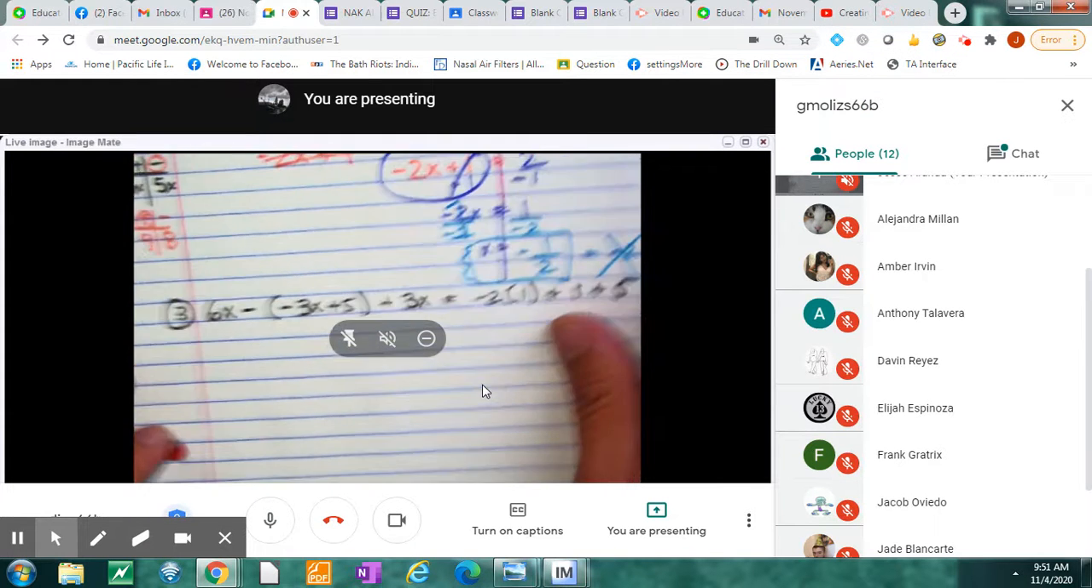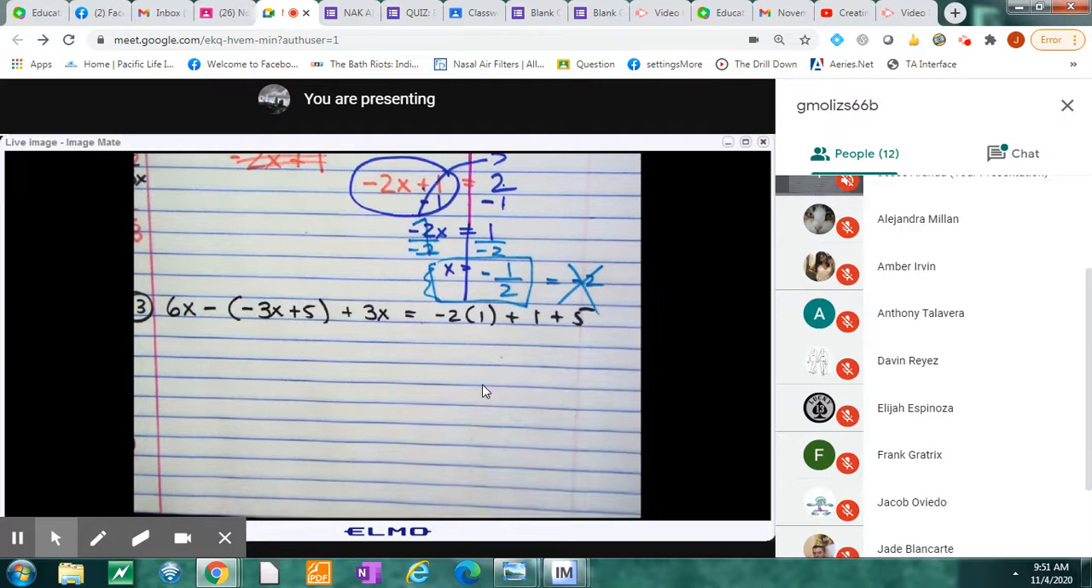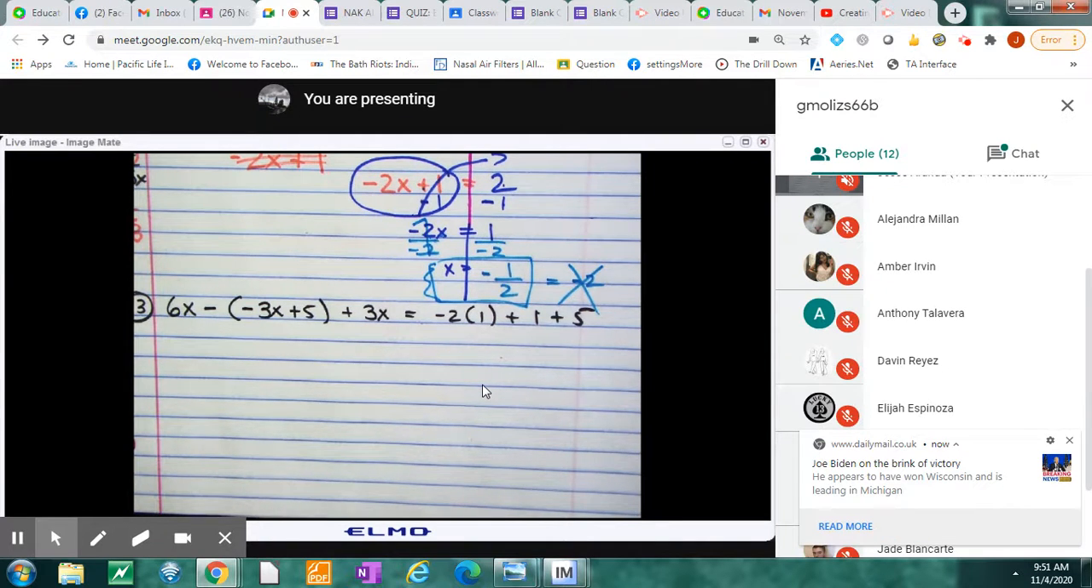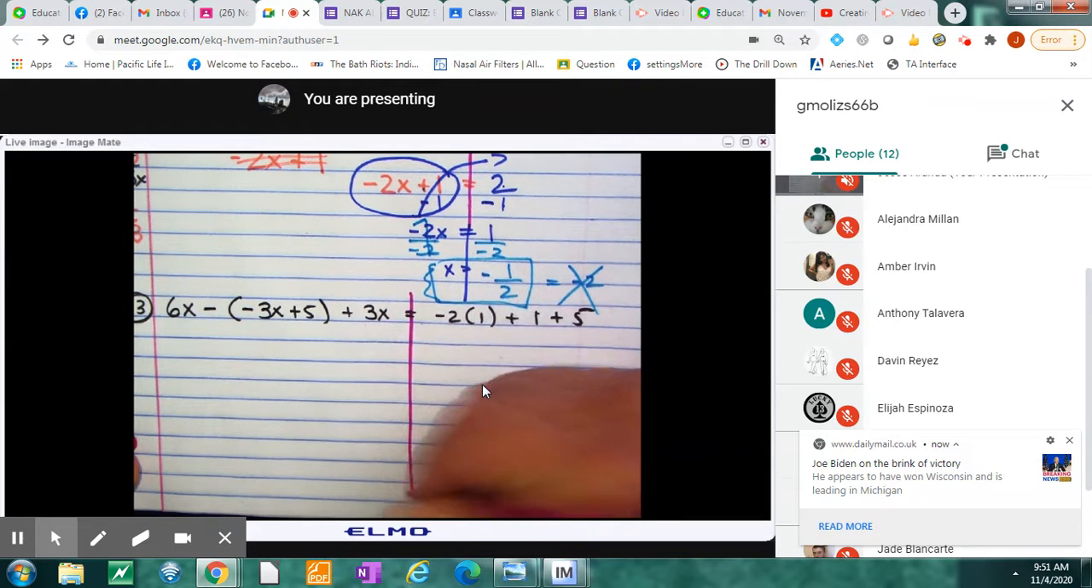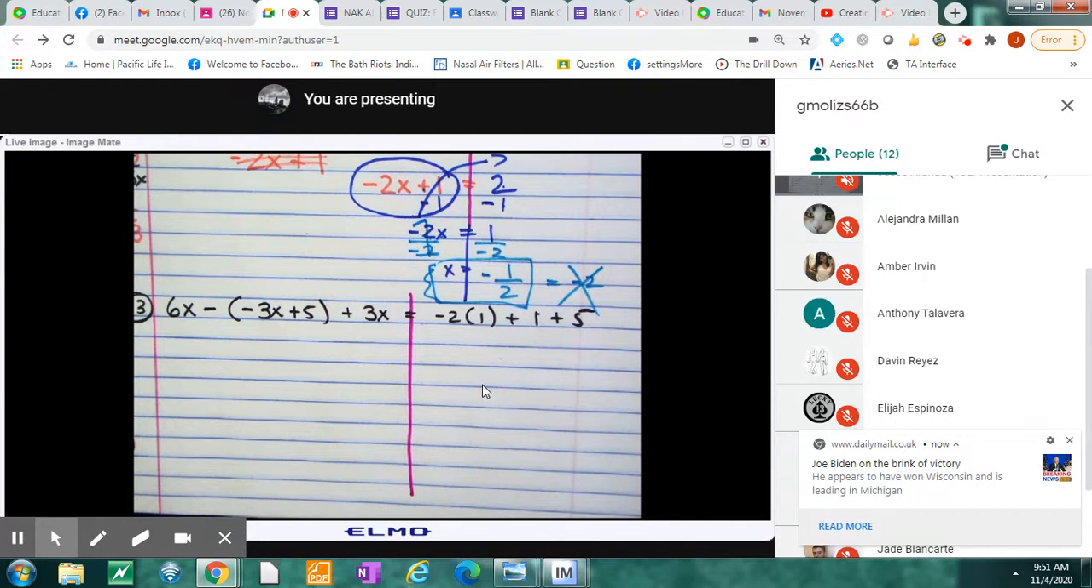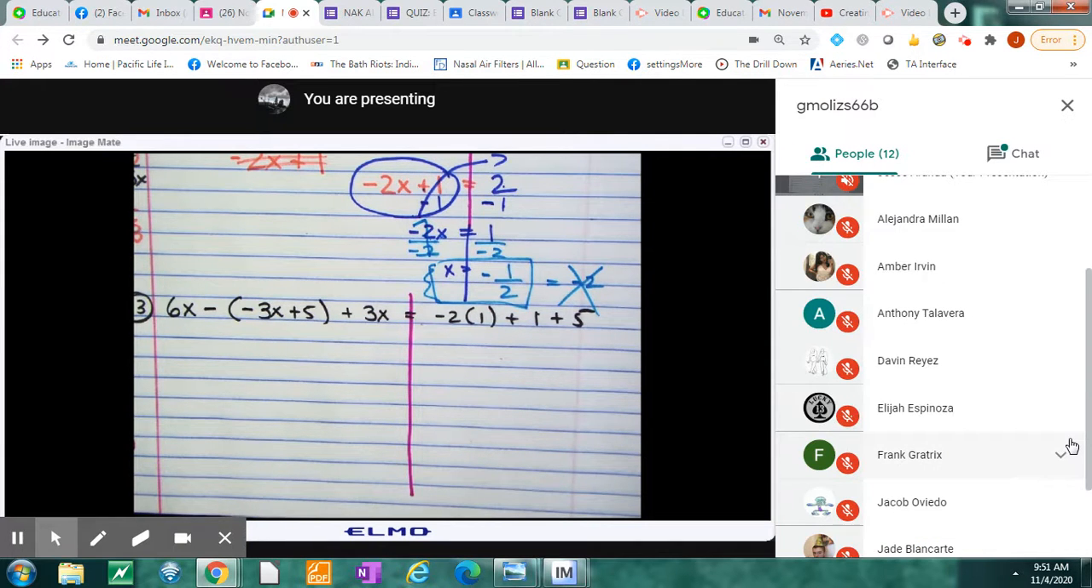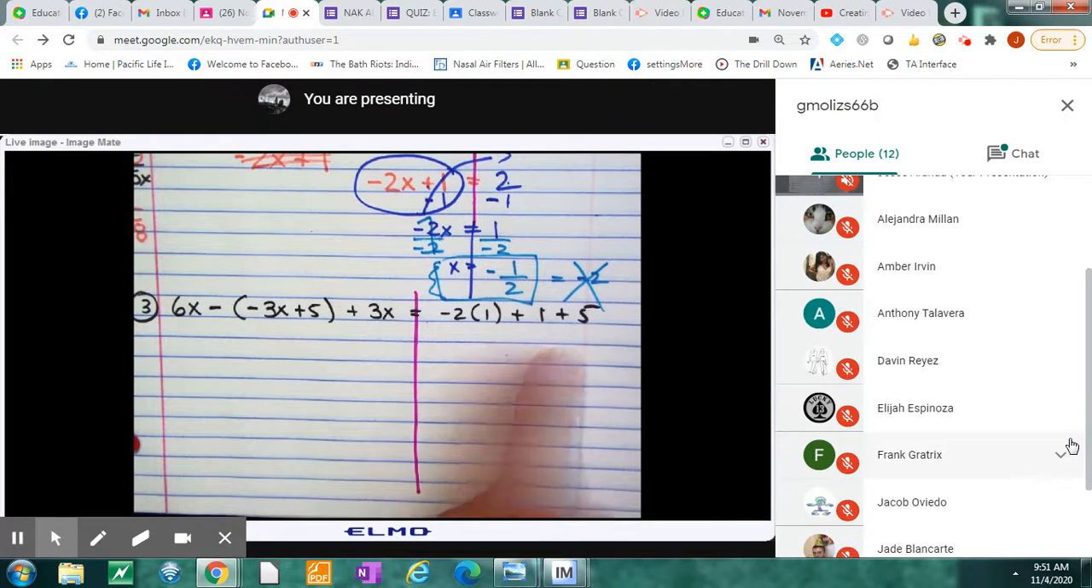So what do we do first? Come on, draw the line. Draw the line down the equal sign. All right, cool. So here we go. What do we do first? The left side or the right side? Alejandra, left side or right side? Which one you want me to do?